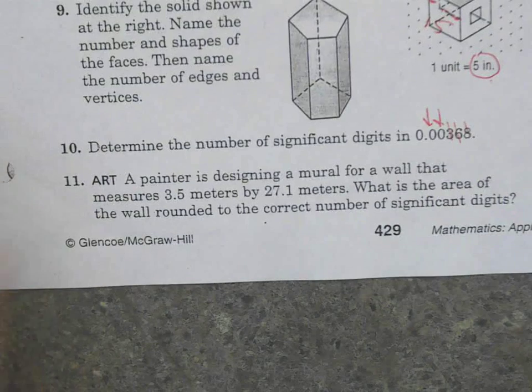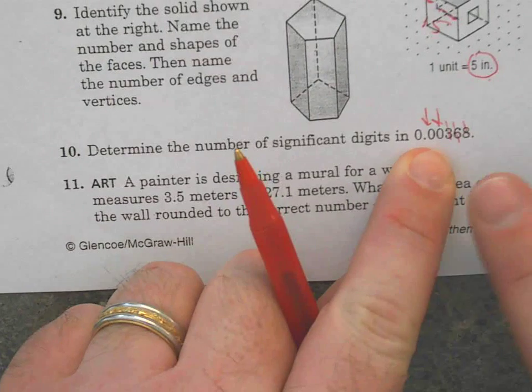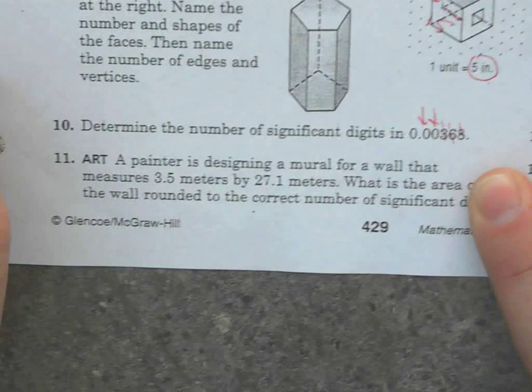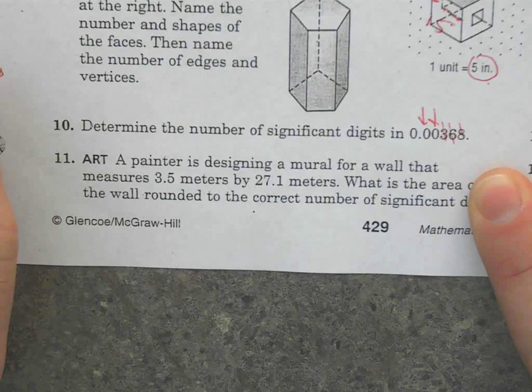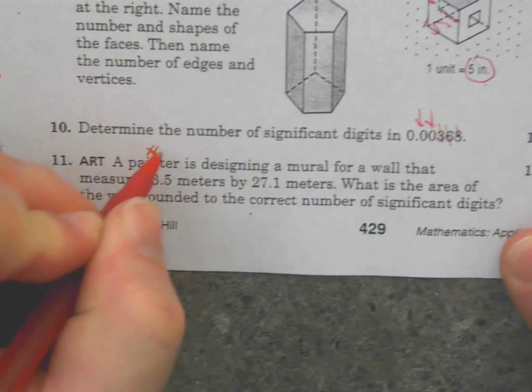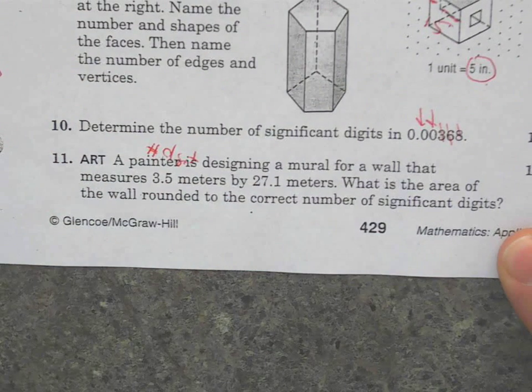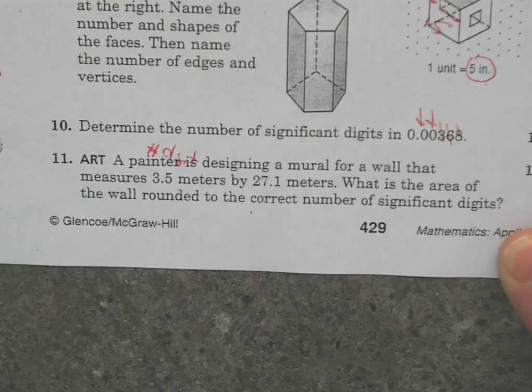Question number 11 says, a painter is designing a mural that measures 3.5 and 27.1. Now, here, when I do question number 10, we're talking about looking at the place values. Here, I'm looking at number of digits. How many digits are in 3.5? 2. How many digits are in 27.1?